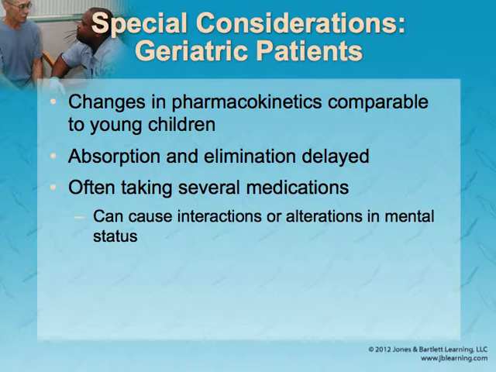So geriatric patients are kind of similar. Things start to change in their life. Their metabolisms begin to slow down. Their ability to excrete can slow down. Their gastric motility can slow down, liver functions can slow down, and this can cause absorptions and eliminations to be delayed, which means that sometimes we want to expand the normal intervals of how we give medications.